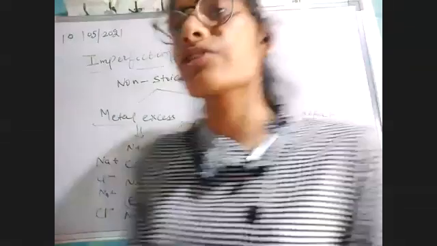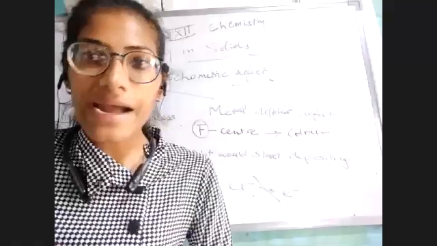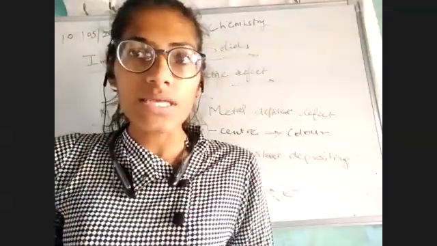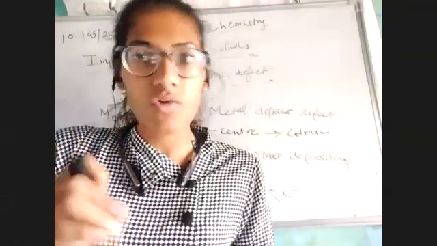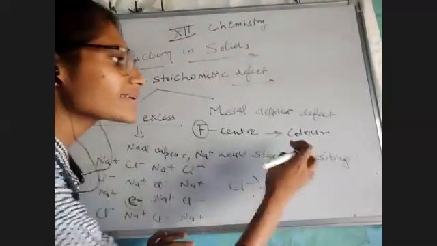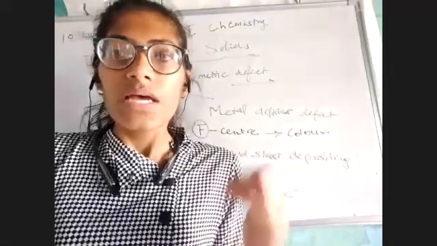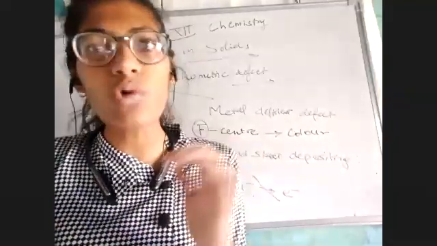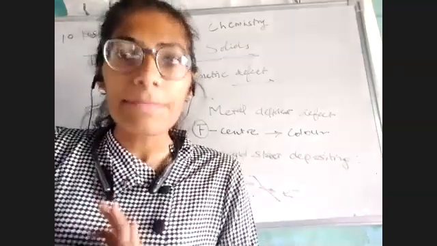So there is a question which would come, why do the solids start imparting color? Metal deficiency defect is not so important, but we just saw that in that particular defect there is deficiency of metal rather than excess. But I would say this F center, this color imparting, is super important and can come in your exam also. Just like I have taken the example of sodium chloride, I can take the example of zinc oxide also. The zinc also starts imparting color, and the reason behind this is metal excess defect.